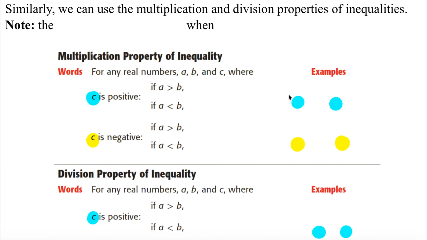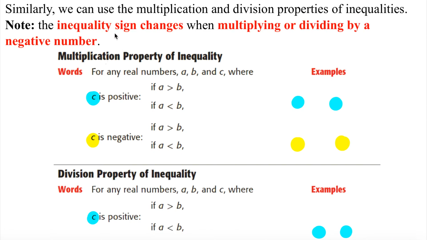We can also use multiplication and division properties of inequality. With a negative number, you have to flip your inequality sign. Here are some examples. For any real numbers a, b, and c, if we start with a being greater than b or a being less than b, as long as c is positive, we can multiply both sides by c and it holds true. Here's our example: -2 is less than 3, and then if we multiply both sides by a positive number 4, we still get a true statement.